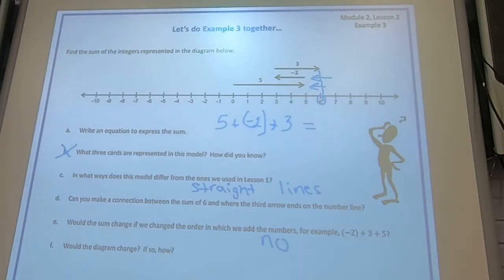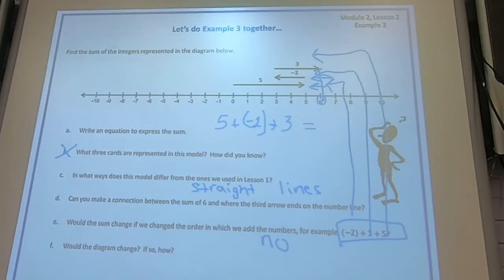That's the answer. Alright, so if we changed it to this, the first one would be negative 2. Well, our first one was 5. So the diagram would change, and our second one would then be 3, and our last one would be 5. So yes, our diagram would look totally different, but the answer would remain the same.